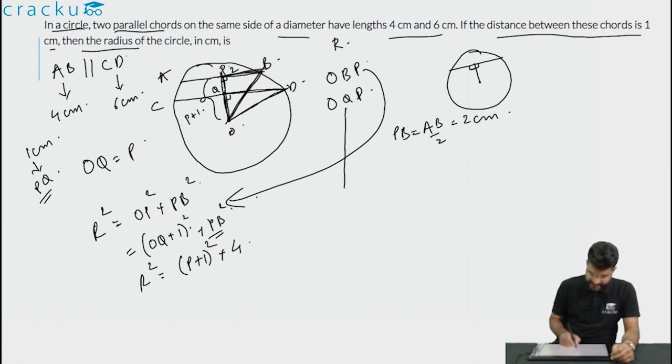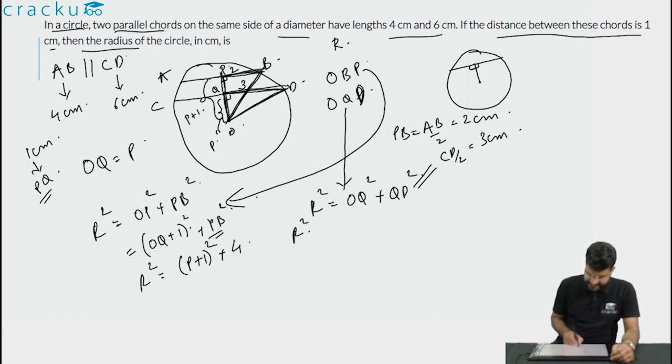Similarly, in triangle OQD, in the smaller right angle triangle, so to say, R square is equal to OQ square plus QD square. Now again QD is equal to CD by 2, so this equals 3 centimeters. And the length of OQ we assumed is equal to p. So R square is equal to p square plus QD square, that is 3 square, that is equal to 9.